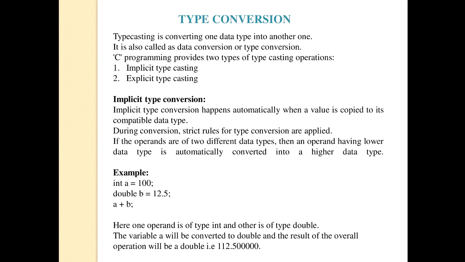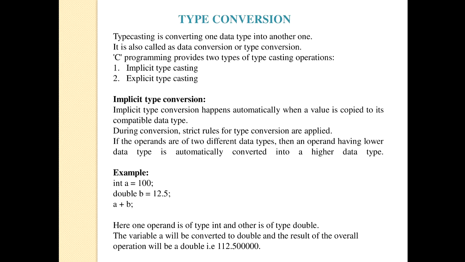Here, one operand is of type integer and the other is of type double. So what will be the result? The variable a will be converted to double and the result of the overall operation will be double. And you will get the answer as 112.50000. Here the smaller data type is integer and the higher data type is double.